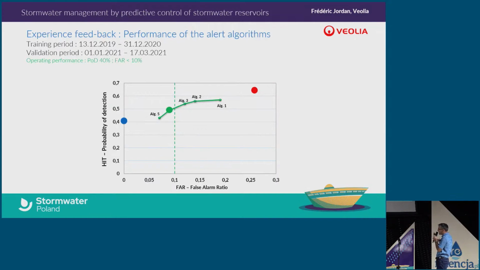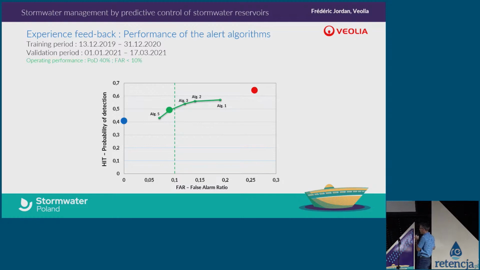This is more an example of how we develop these systems, because in theory it's easy, we just need to predict. But as I said before, there are very high uncertainties, and you have to find a real compromise between what we call probability of detection, which would be 1. This means that every time a flood is coming, I was able to predict it.